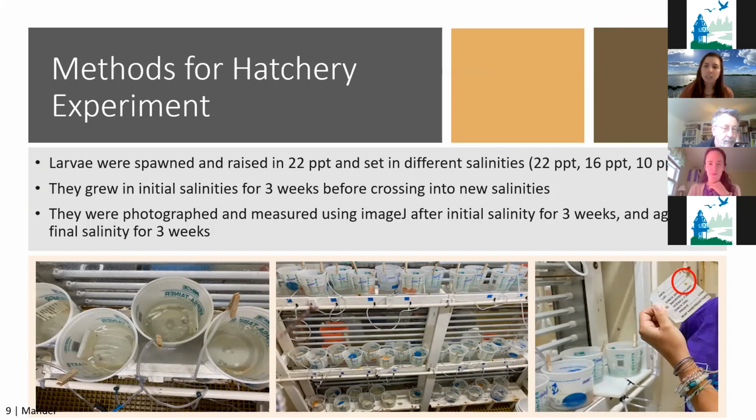And after 3 weeks, they were photographed to be measured and then crossed into new salinity treatments. And they grew an additional 3 weeks before they were photographed to be measured again. These spat were much smaller than the wild spat. I don't even know if you can really see on your screen, but just for comparison, these were pretty different.